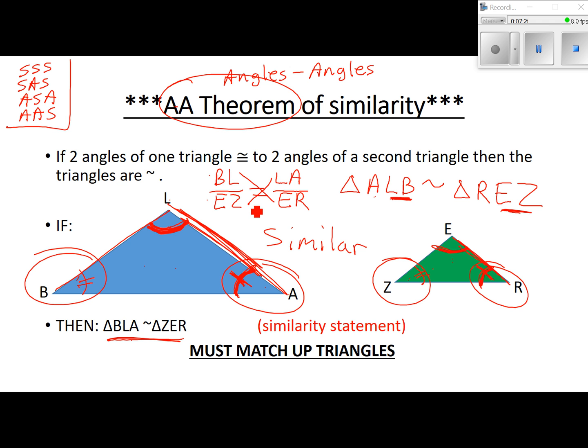But you've got to make sure that you match up the triangles. And again, the key thing for all of this is the angle-angle theorem. To prove two triangles are similar, all you need are two pairs of angles in the two triangles that are congruent.